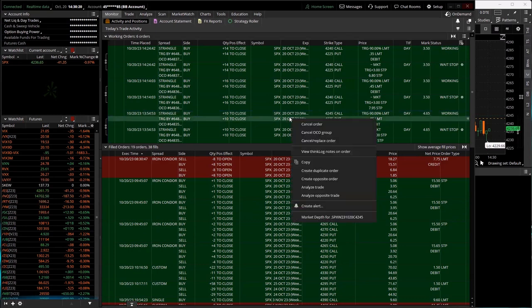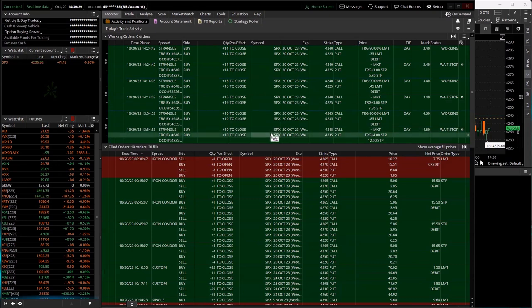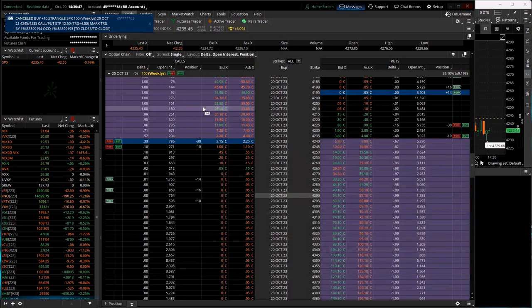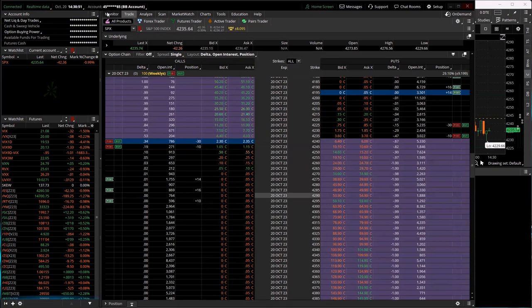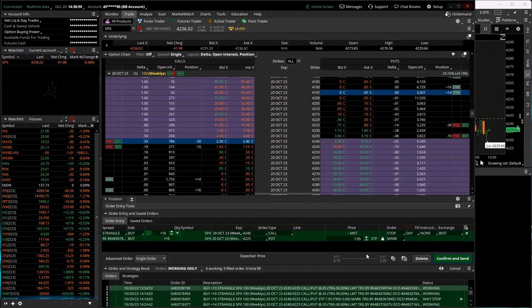Oh, tranche one's there. Oops, wrong one. Change that to 8.10. Reducing my stop on tranche one. Tranche two, I'm looking for $3. It's at 3.15. $3.10. 3.05. $3. All right, reducing my stop on tranche two.